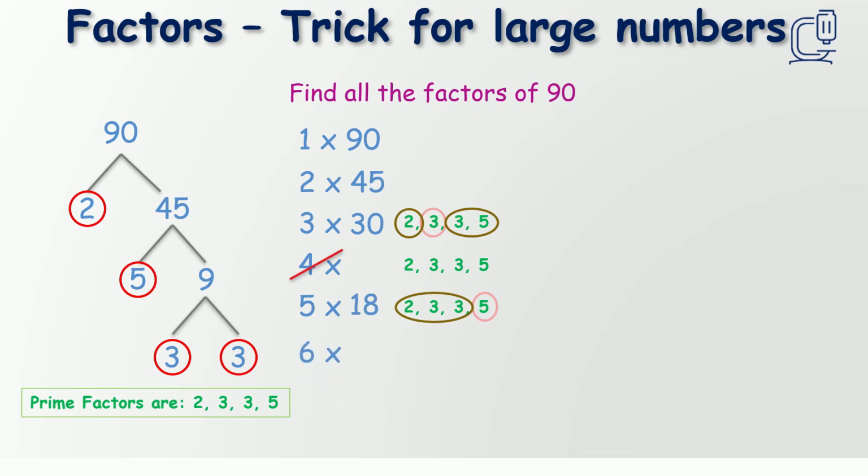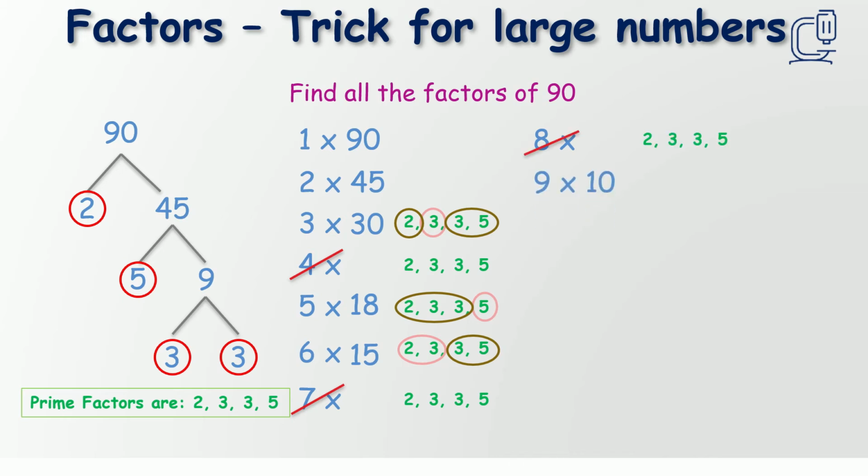Again with 6, we can make 6 by multiplying 2 times 3 from the prime factors, and what is remaining is the 5 times 3, which gives us 15. And 6 times 15 gives us 90. 7 is not a prime factor in our list, so it will not go into 90. And 8 cannot be made using any of the prime factors, so this does not go into 90. And we know that 9 times 10 makes 90.